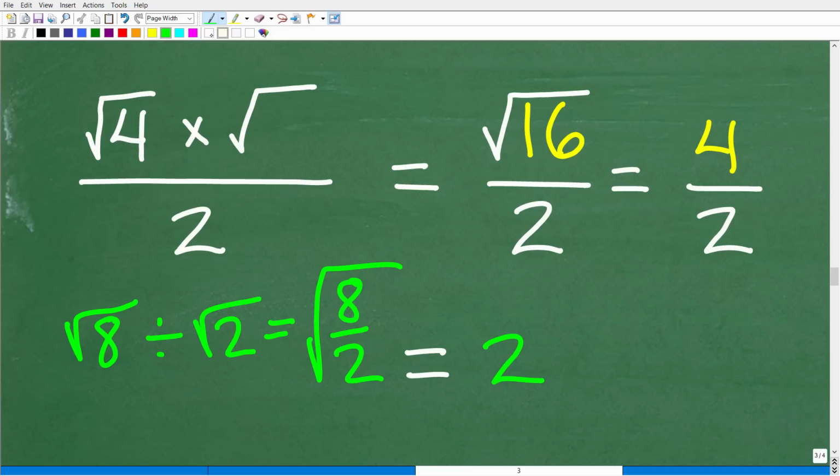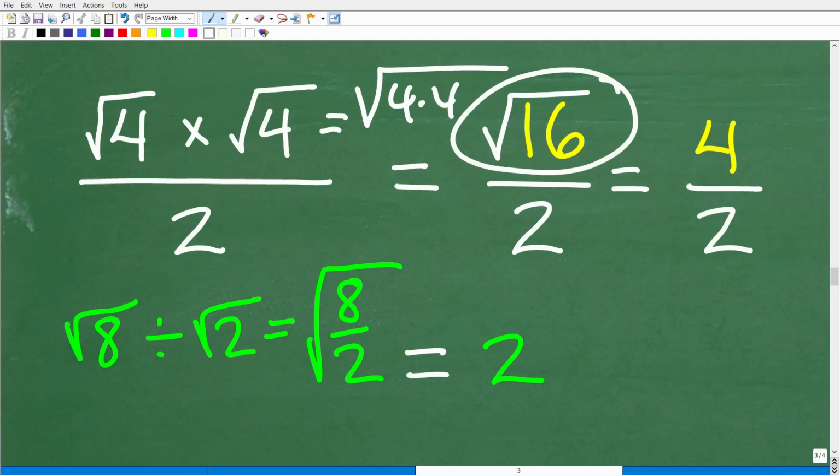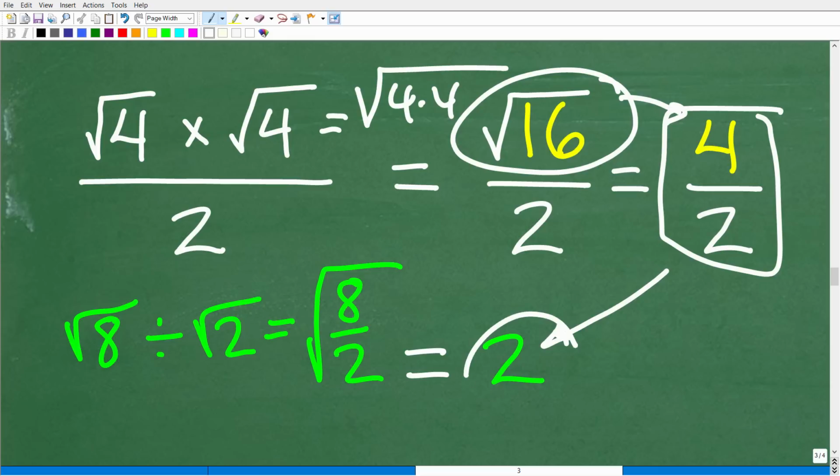But what if we had like the square root of 4 times the square root of 3? Well, this would be something different, okay? So if we had that situation, you want to understand this property, and that is the square root of 4 times the square root of 4 is equal to one big square root of 4 times 4. So we have these two factors here, the square root of 4 times the square root of 4. We can write this as the square root of 4 times 4. So one big square root, which of course 4 times 4 is 16. So the square root of 16, of course, is 4. And now we have 4 divided by 2, which of course is 2.